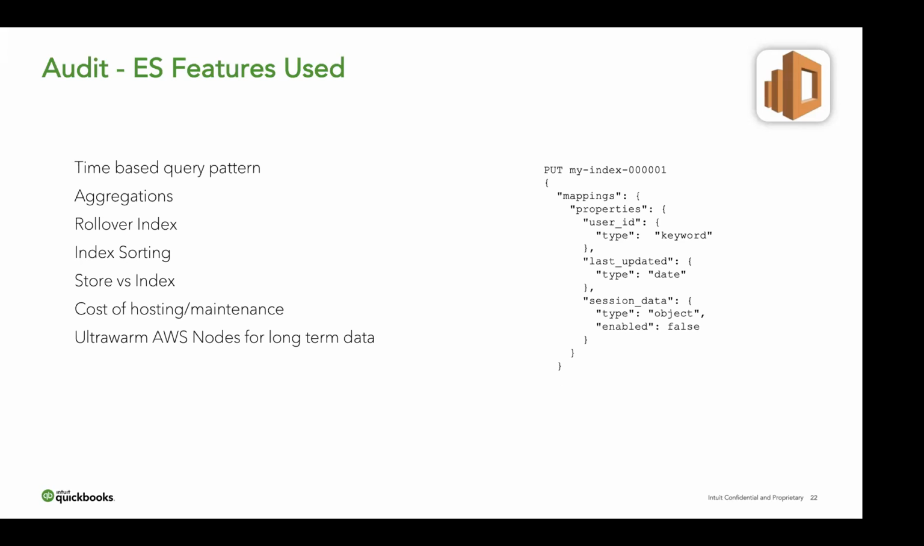Index sorting is another thing that we use, because you have to sort. The query is generally sorted by last updated timestamp, so it's always in descending order.